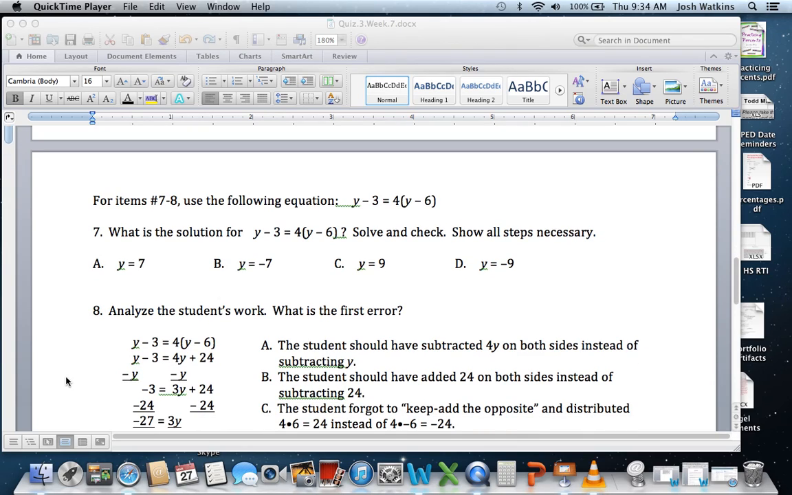For numbers 7 and 8, use the following equation. y minus 3 equals 4 times the quantity y minus 6. So for number 7, what is the solution for y minus 3 equals 4 times the quantity y minus 6? You will solve and check and show all steps necessary. Remember to distribute and combine like terms and solve.